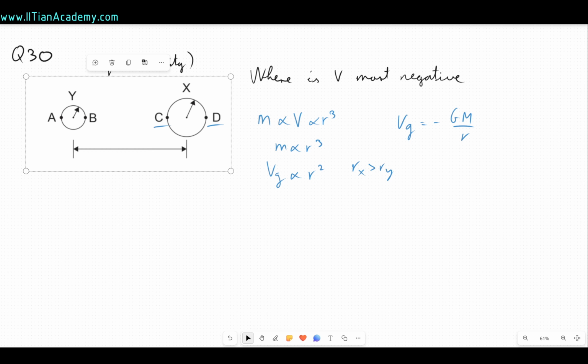And then we also need to consider the contribution of Y. So the potential is going to be like this. We will need to add the potential at C due to the planet Y, which will be proportional to this distance. We could also do it with point D, which will again be proportional to this distance, but we want to make it as negative as possible. So if we have a smaller distance, this fraction will be larger. So we will subtract a larger number, and therefore the potential will be more negative. And that is why the answer is C.